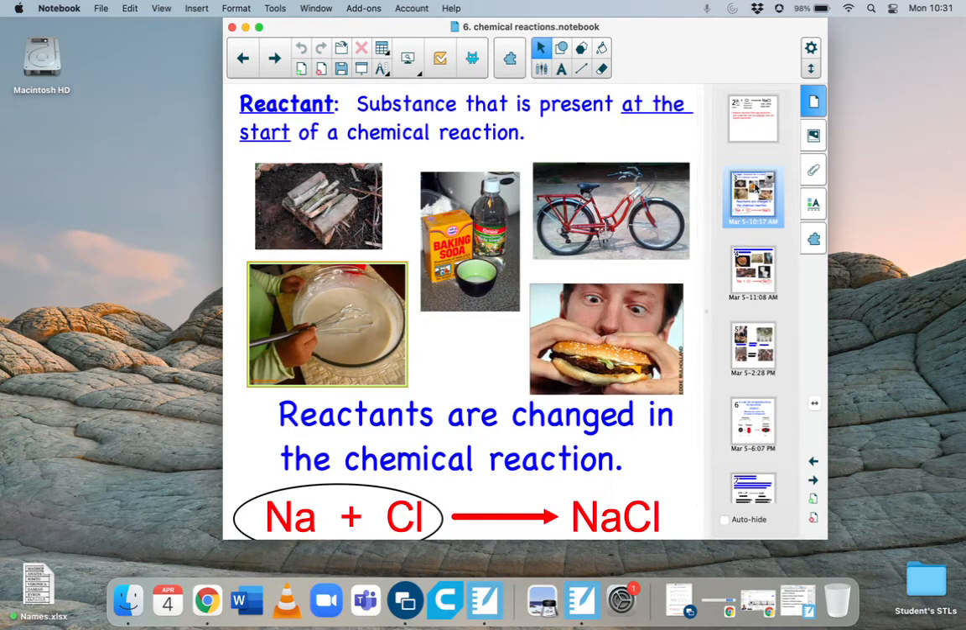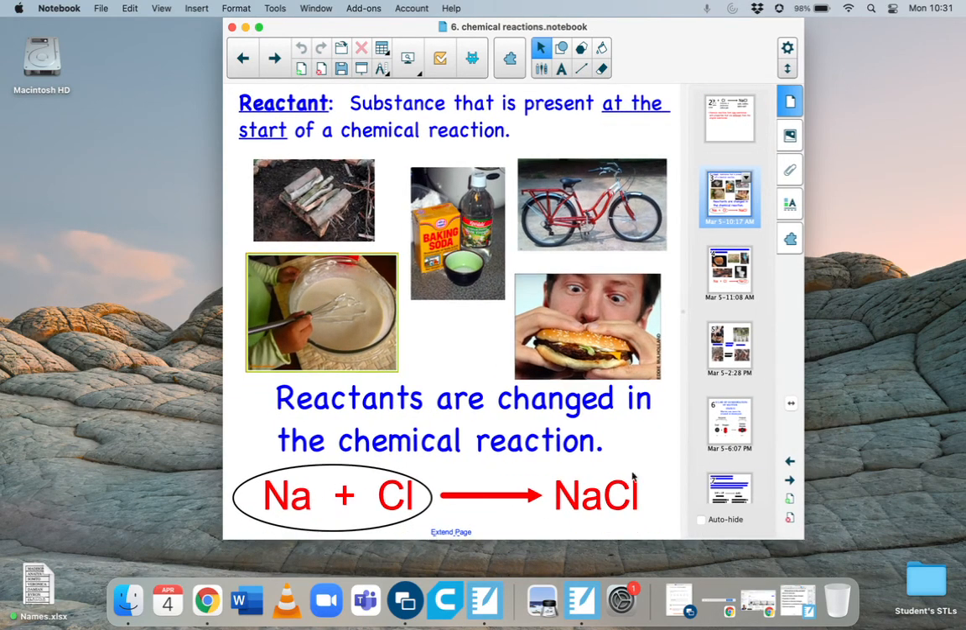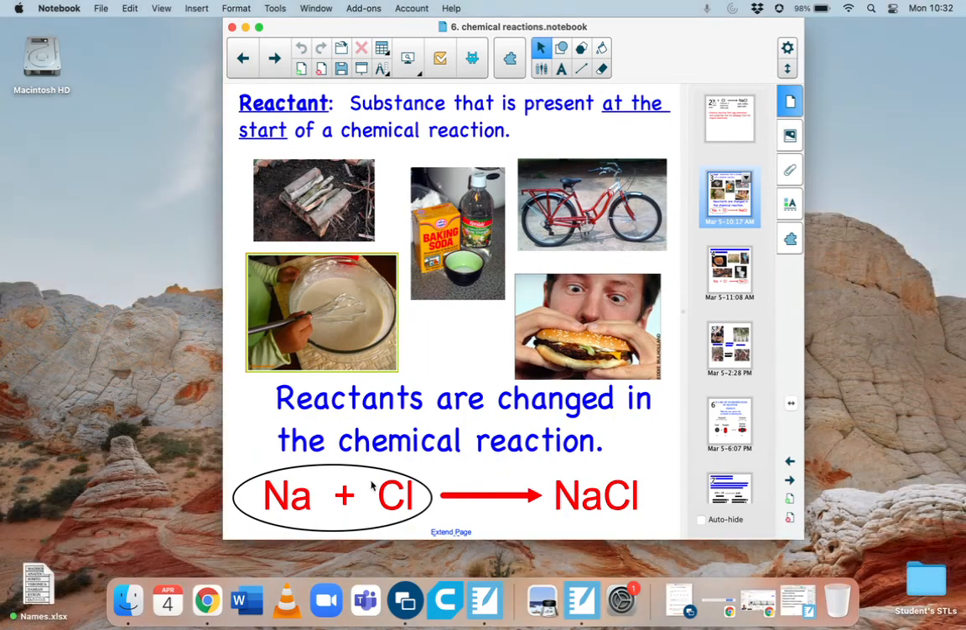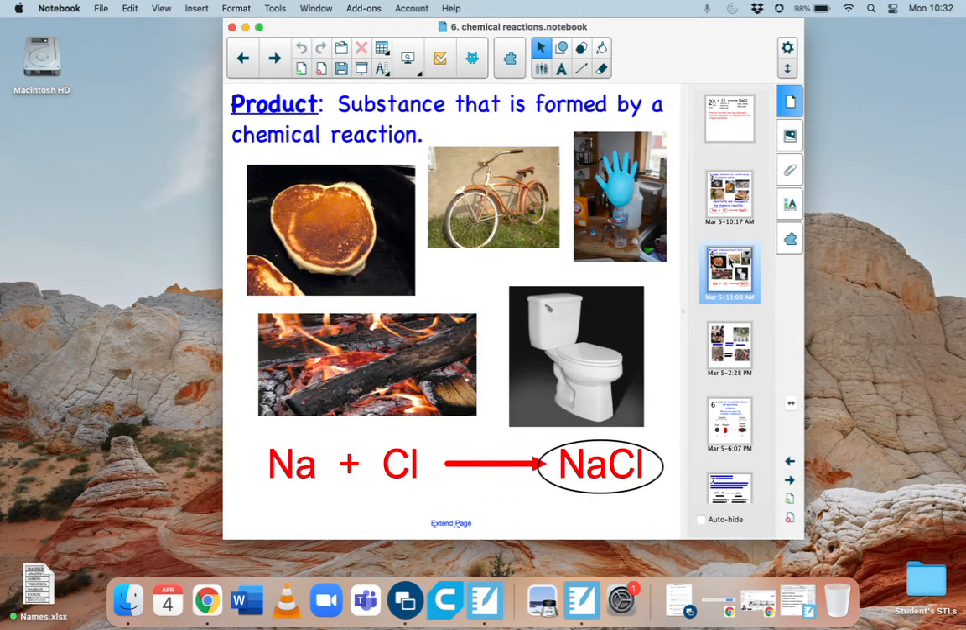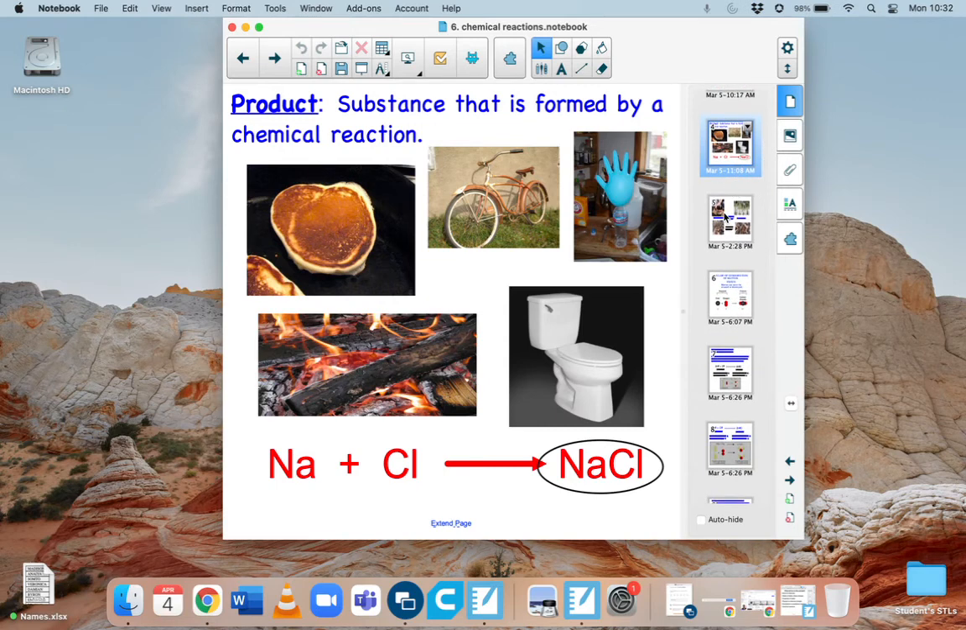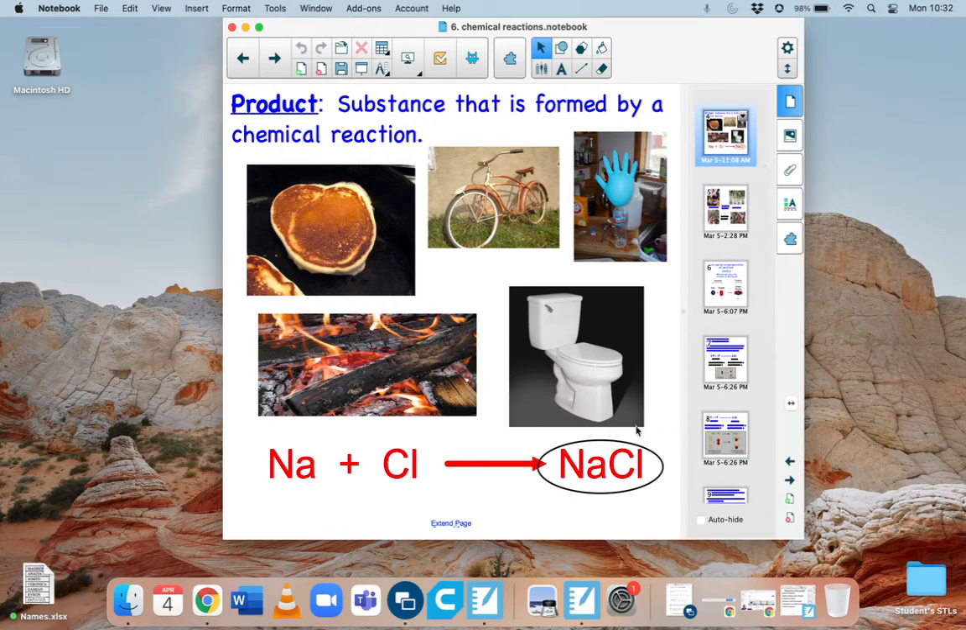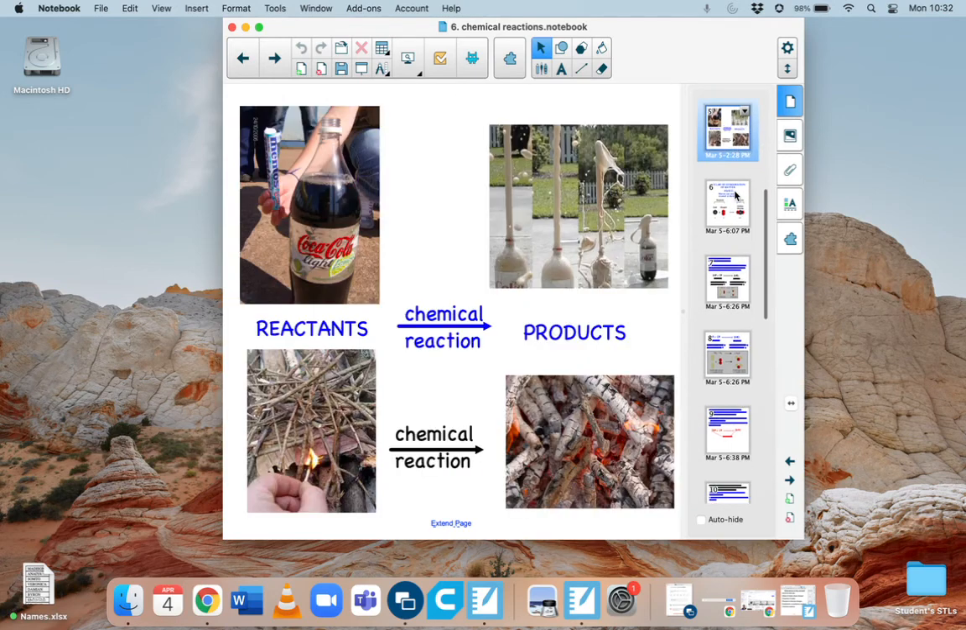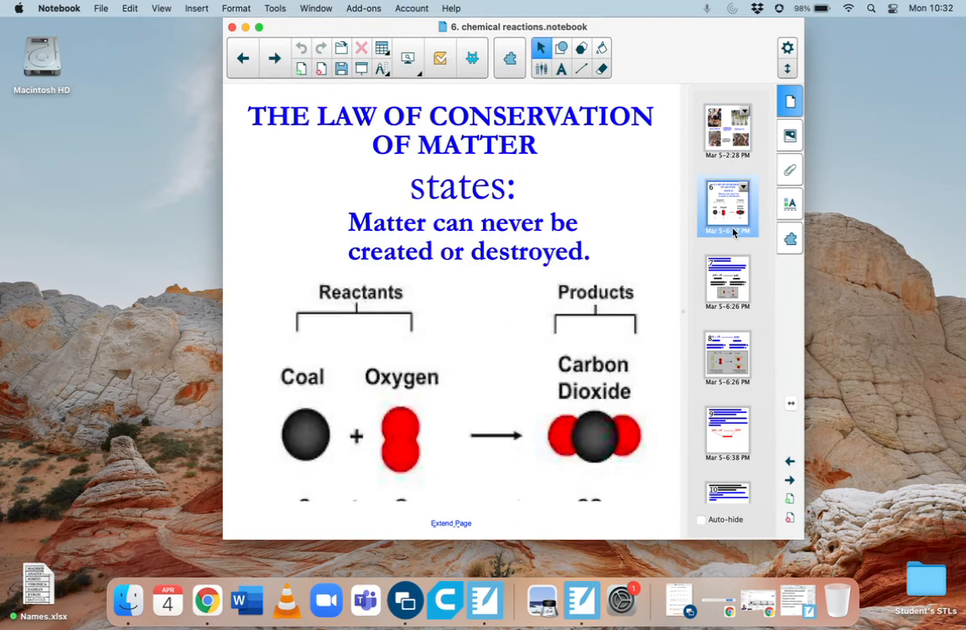Okay, so reactants are the things that we're mixing together. These are the things at the beginning of a chemical reaction. And what you get at the end of a chemical reaction is called a product. The products of a chemical reaction are what you get at the end. So that would be the NaCl, salt. And you've got to know that whenever you see this arrow right here, that means a chemical reaction has taken place.